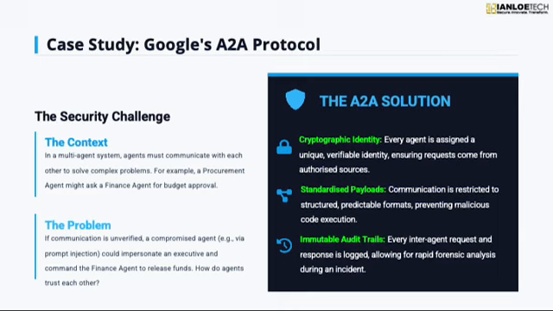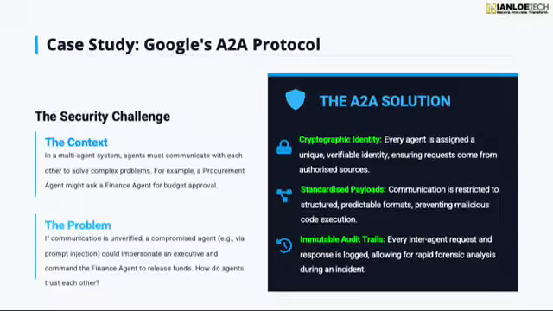Standardized payloads. Communication between agents is restricted to structured, predictable formats. This eliminates the vector by which a compromised agent could embed malicious instructions in an interagent message. You cannot inject a prompt into a structured JSON payload that the receiving agent is only permitted to parse, not interpret.